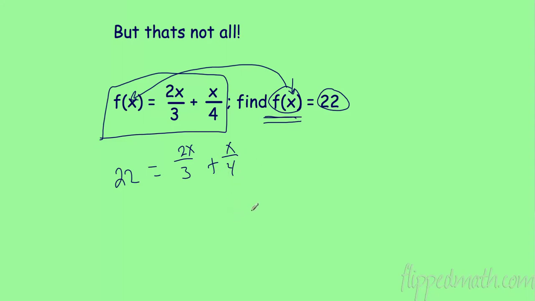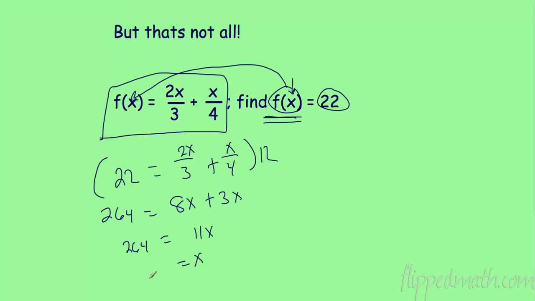Now, if you remember, Mr. Kelly showed you that trick. We want to get a least common multiple between 3 and 4, and that is 12. So we're going to multiply everything by 12. 22 times 12 is 264. 2/3 times 12 is 8x. 1/4 times 12 is 3x. Combine these, we have 264 equals 11x. Solve for x and divide both sides by 11, and you should get 24.